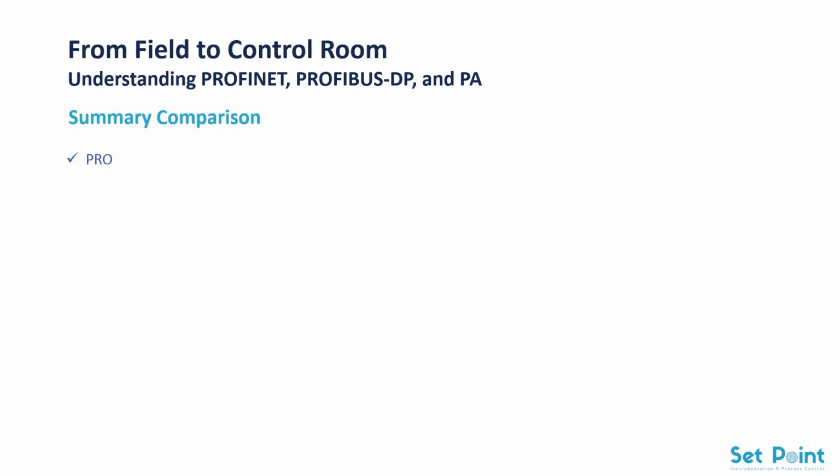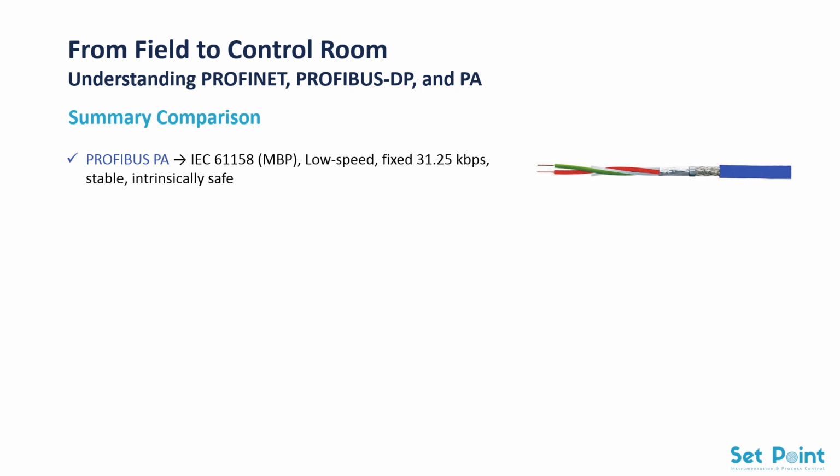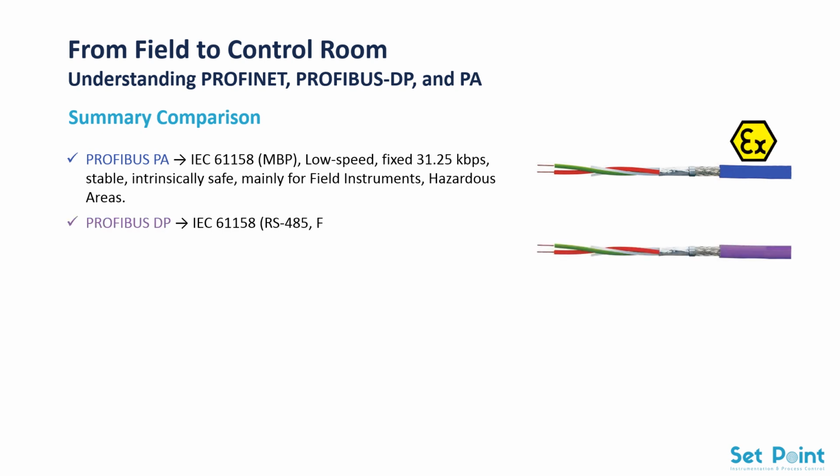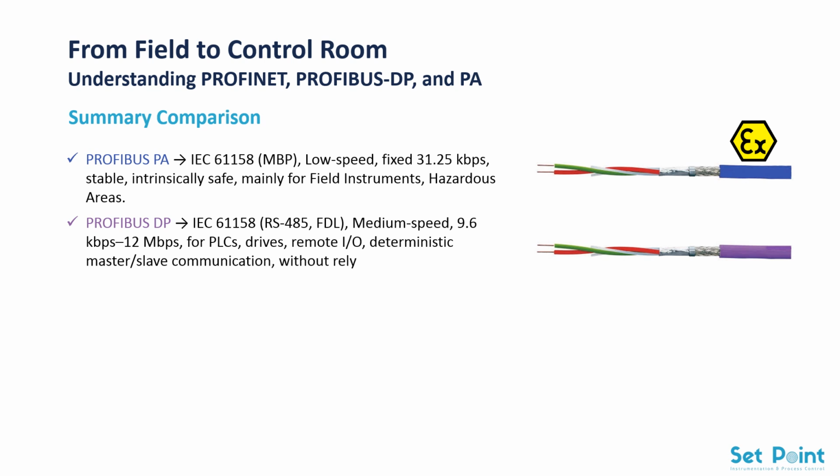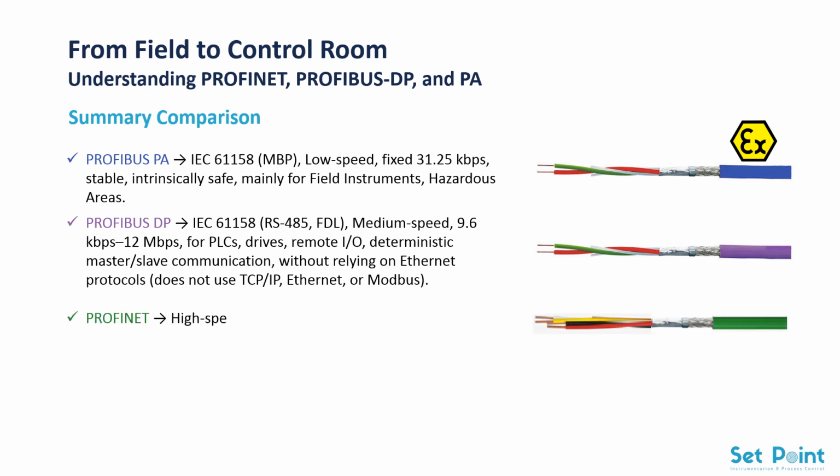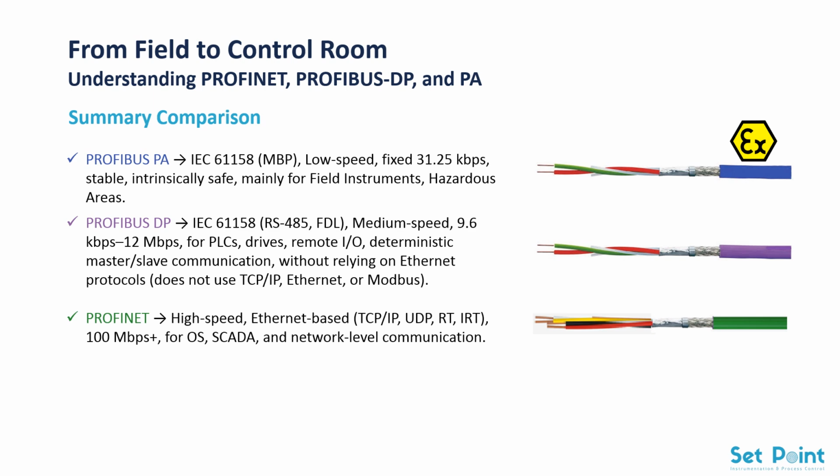Summary comparison. Profibus PA: IEC 61158, MBP, low speed, fixed 31.25 kbps, stable, intrinsically safe, mainly for field instruments and hazardous areas. Profibus DP: IEC 61158, RS-485, FDL, medium speed, 9.6 kilobits per second to 12 megabits per second, for PLCs, drives, remote I/O, deterministic master-slave communication, without relying on Ethernet protocols. Profinet: high-speed, Ethernet-based, TCP/IP, UDP, RT, IRT, 100 megabits per second, for OS, SCADA, and network-level communication.